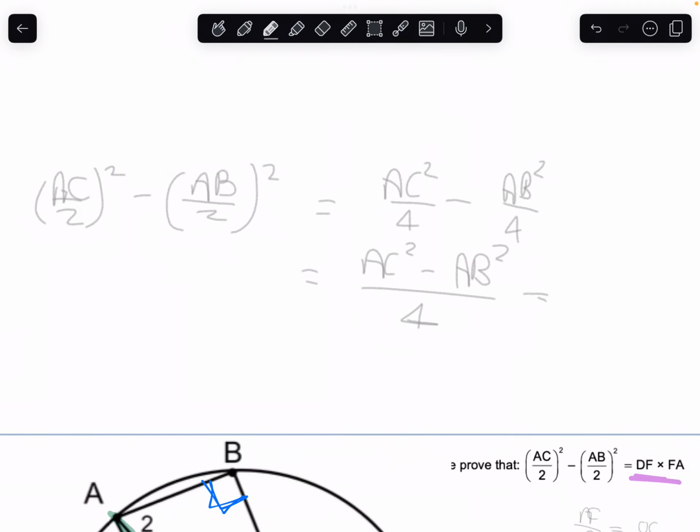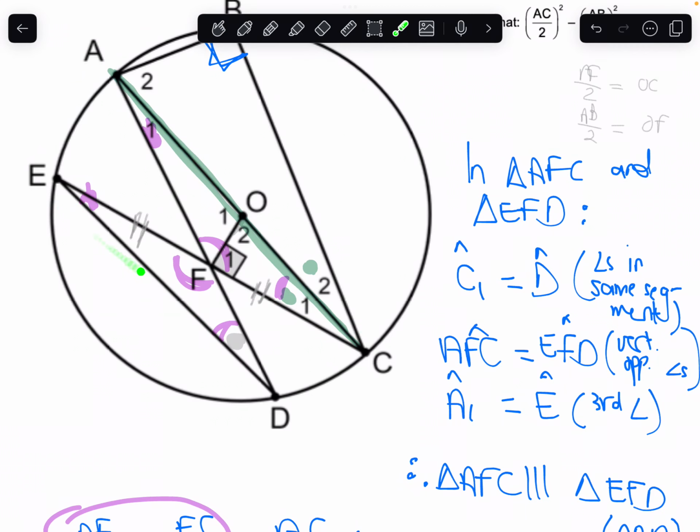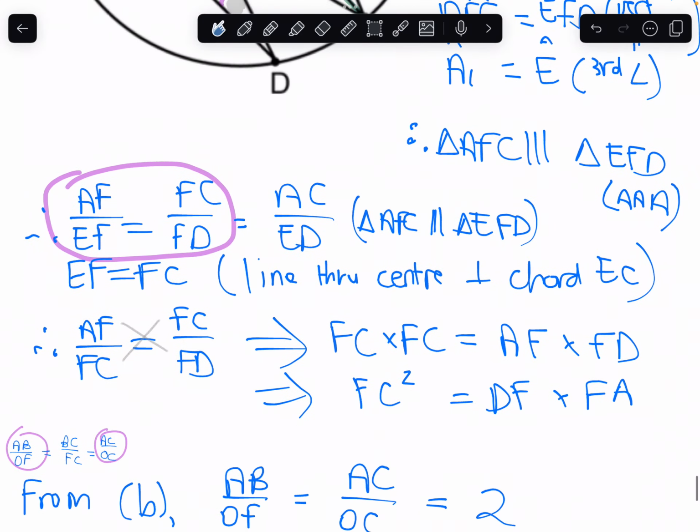But we know that BC is 2 times FC because of the similarity between the two triangles. So that is 2 times FC, and we're squaring that, and that just becomes 4 FC squared over 4, which is equal to FC squared. So they first show that this side is equal to FC squared, and then they prove, like we did, the similarity between these two triangles, so that they can get to a place where they say that FC squared is equal to that.